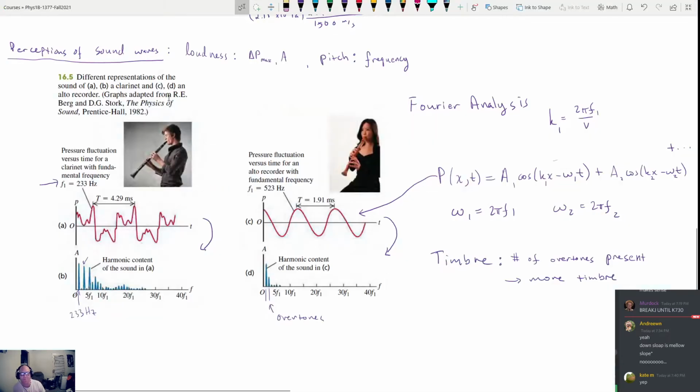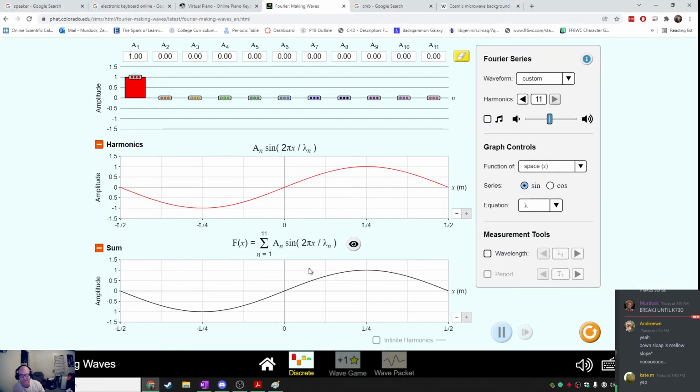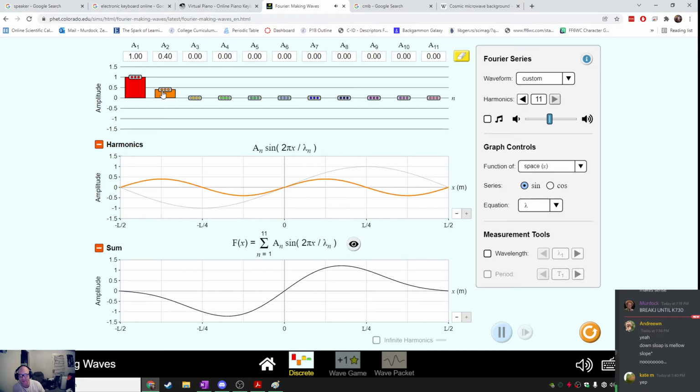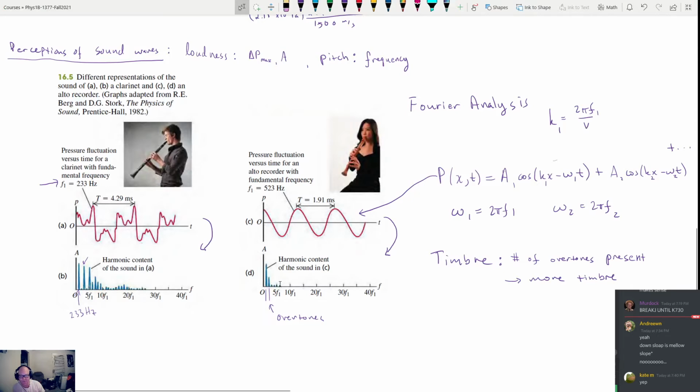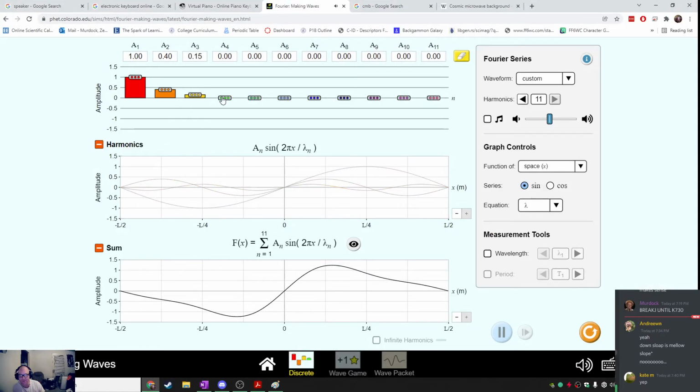So let's look at this one here. So what did we have? This one had a healthy dosage of F1 and a healthy dosage of F2 and a couple other things here. Let's see if the new Fourier thing is actually going to look like that. So we need to add in a little bit of this, and some more of these too. So maybe just a little bit here, a little bit here. And now we have a new waveform.